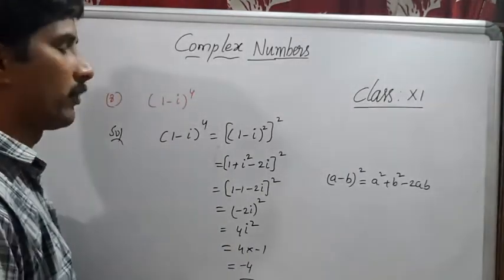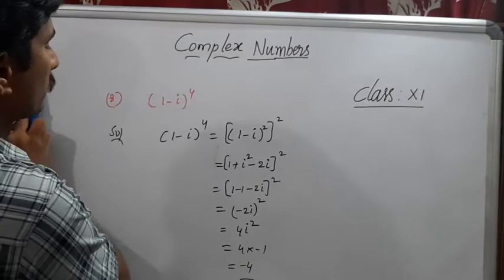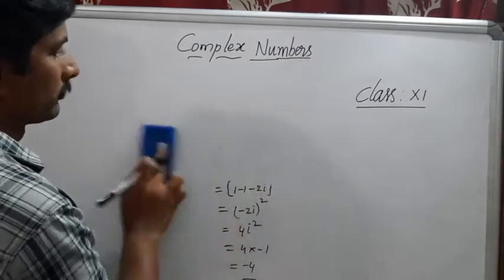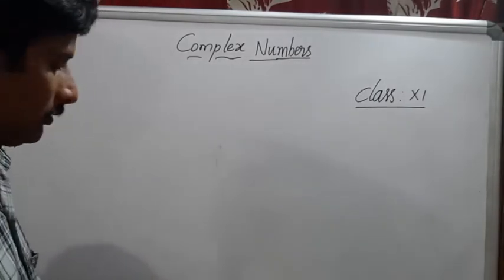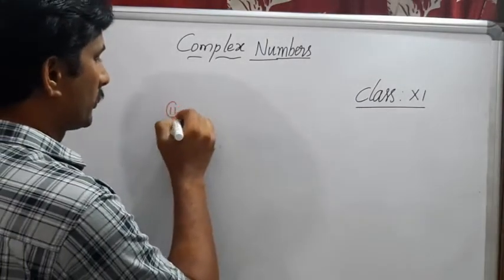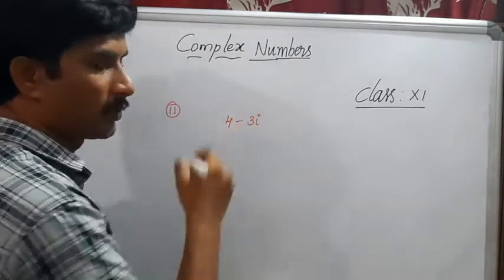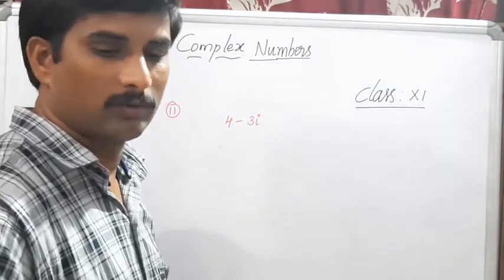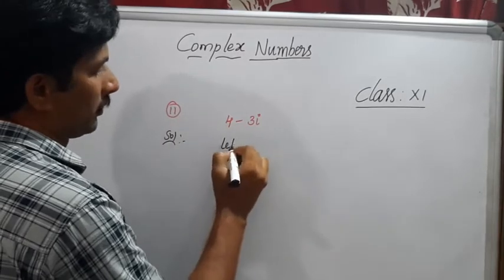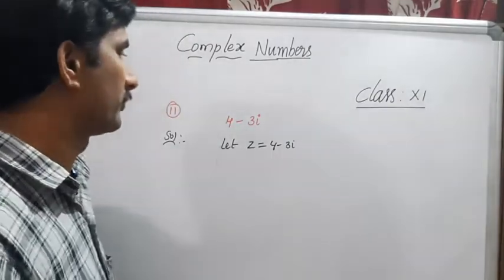Write the multiplicative inverse of the given complex numbers. The 11th question is given 4 minus 3i, which is the given complex number. They are asking to write the multiplicative inverse. So let z be equal to 4 minus 3i.